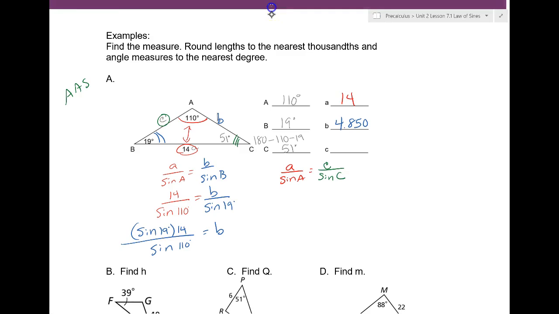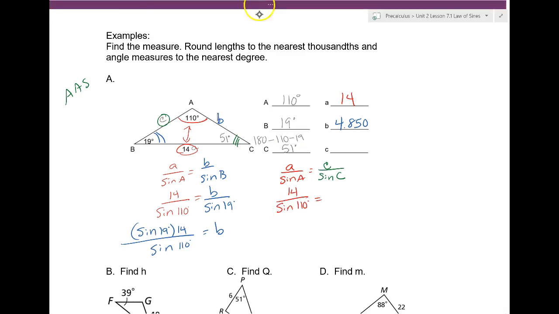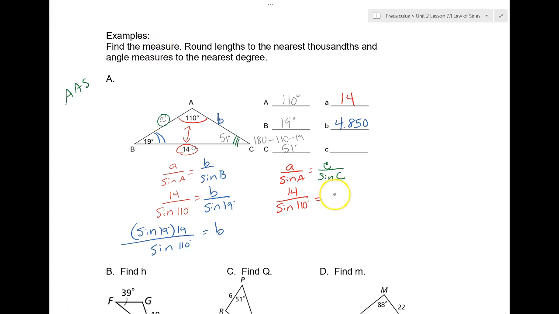So what do we get here? We're going to have 14 is to the sine of 110 degrees is the same thing as C is to the sine of 51 degrees. So just like before, we still used our law of sines. I set up a proportion. I'm solving for lowercase c.